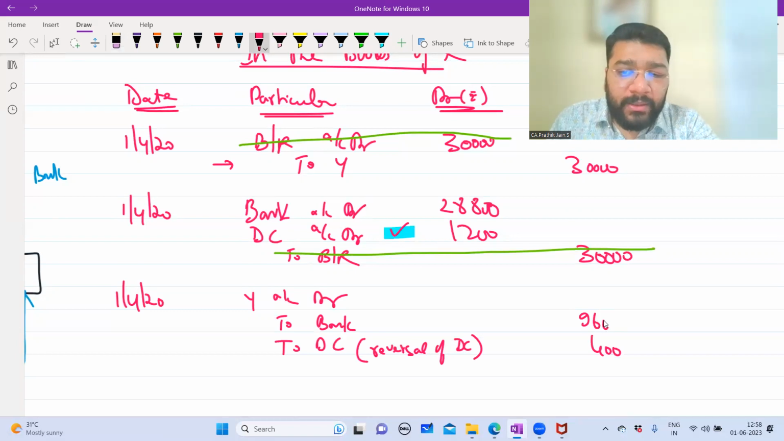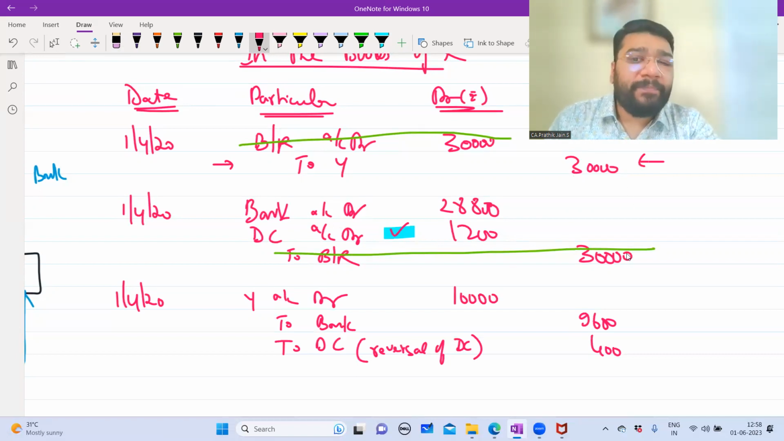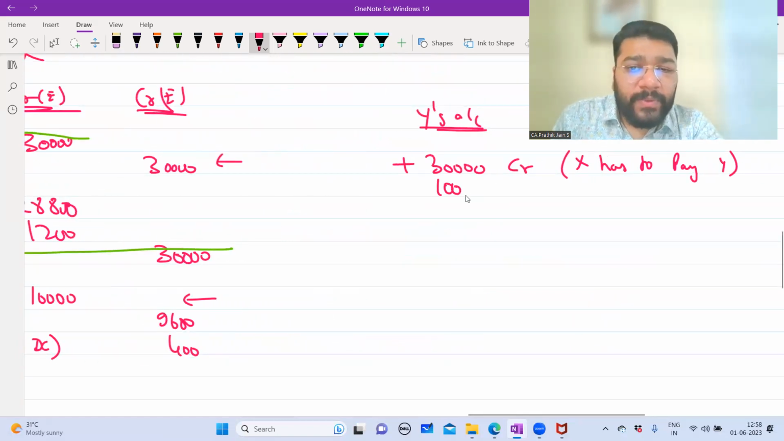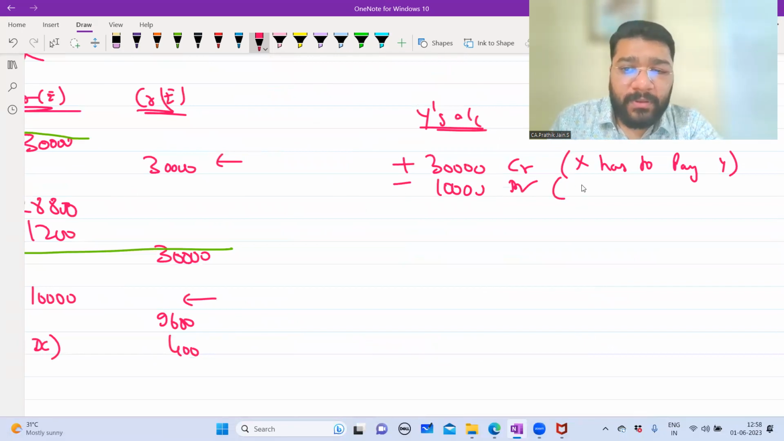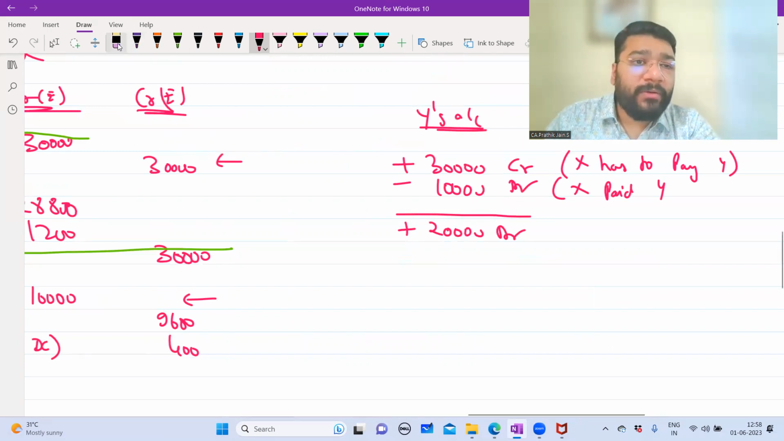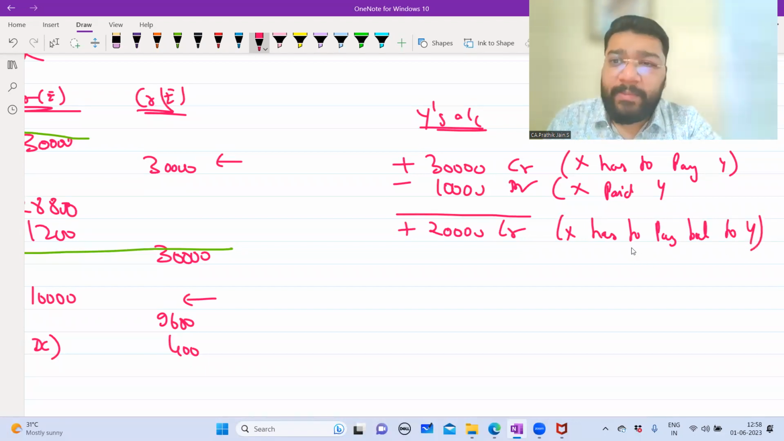What is the amount that you pay? 9,600. So you are settling Y's account to the extent of how much? 10,000 rupees. So guys, here 30,000 rupees you're supposed to pay to Y. In that, 10,000 rupees you have already paid now. So coming back here, 10,000 rupees you have debited to Y's account. So minus X paid Y. So what is the balance? 20,000 credit balance, which means what? We have to pay Y. X has to pay the balance to Y. Online people, clear or not clear?